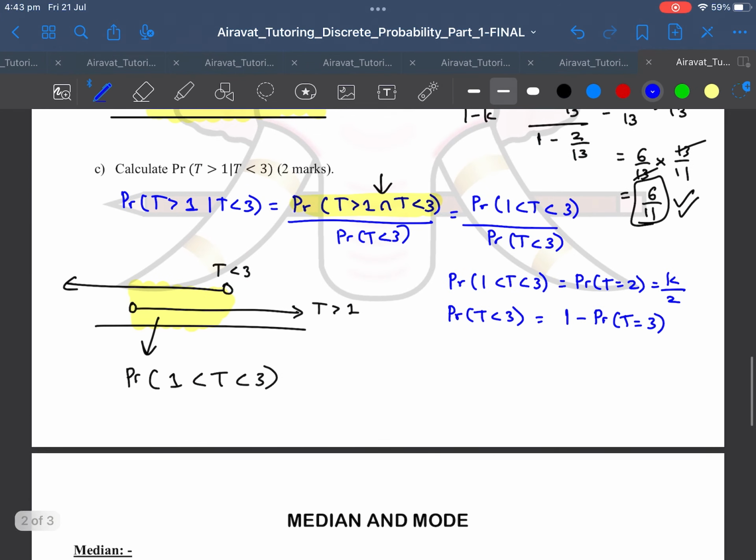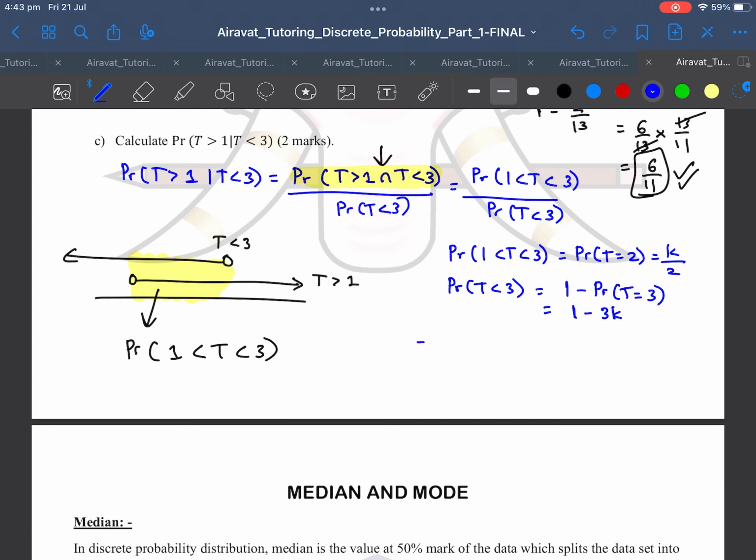And now if we were to divide that, this would firstly give us the answer 1 minus 3k. Now let's just divide these two. So our answer finally would be k on 2 times 1 minus 3k. And let's substitute our k in now.